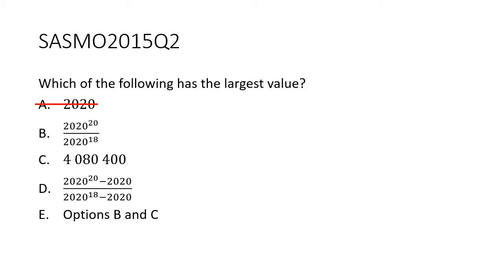We can use our indices law and subtract the exponent. We'll get 2020 to the power of 2. When you square it, you'll get the exact same value as C. Now, that means that we can eliminate B and C because option E would then be a better choice. And we just have to compare option D versus one of option B or C. And I would prefer to compare it against option B. The reason is I can cross multiply the denominators, and we can just compare the numerators.